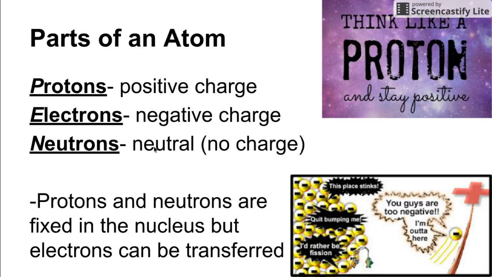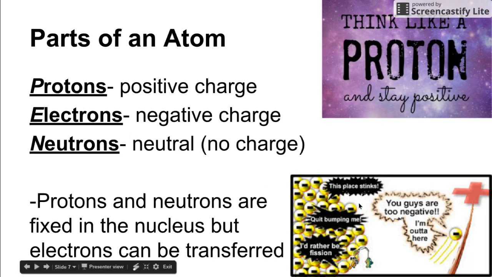Now, we just saw in the last slide that protons and neutrons are in the nucleus. They don't move. The electrons are the ones flying around in an electron cloud outside of the nucleus. These are the ones that can be transferred from object to object. When we rubbed that balloon on our head yesterday in class, we were taking electrons from the hair and putting them onto the balloon to make it a negatively charged balloon.